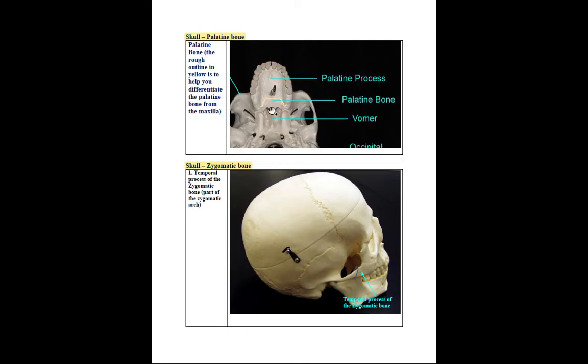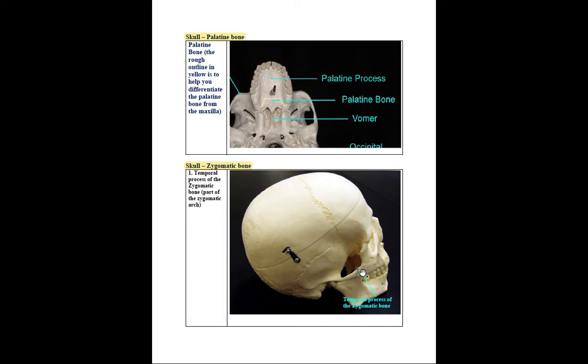Palatine bone. So the palatine bone, again, is going to be this bone right behind the palatine process of the maxilla. So the palatine bone actually fuses and forms a suture here with the maxilla. So here I tried to outline as best as I could in yellow. This back here will be the palatine bone here.